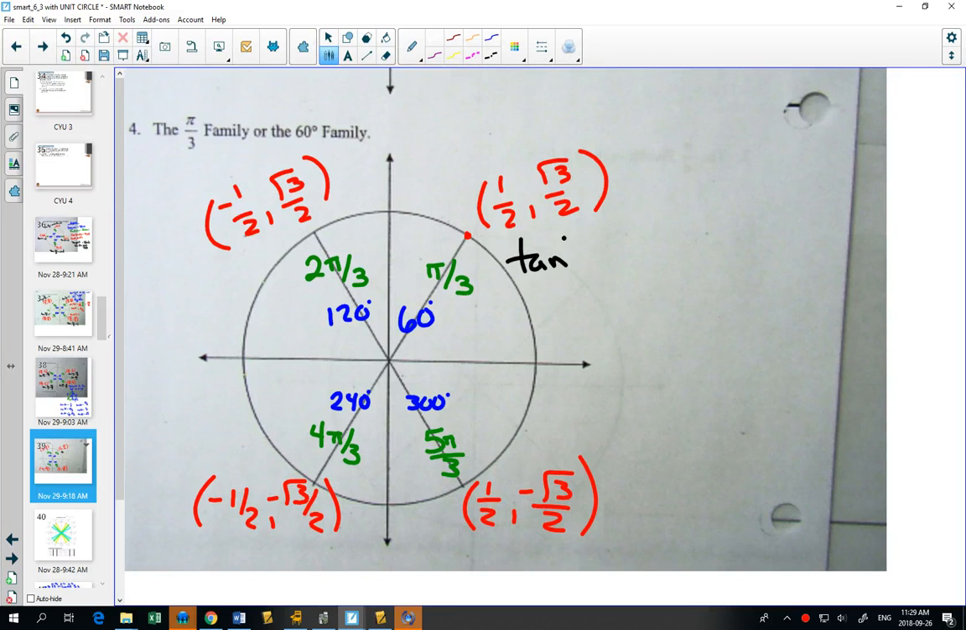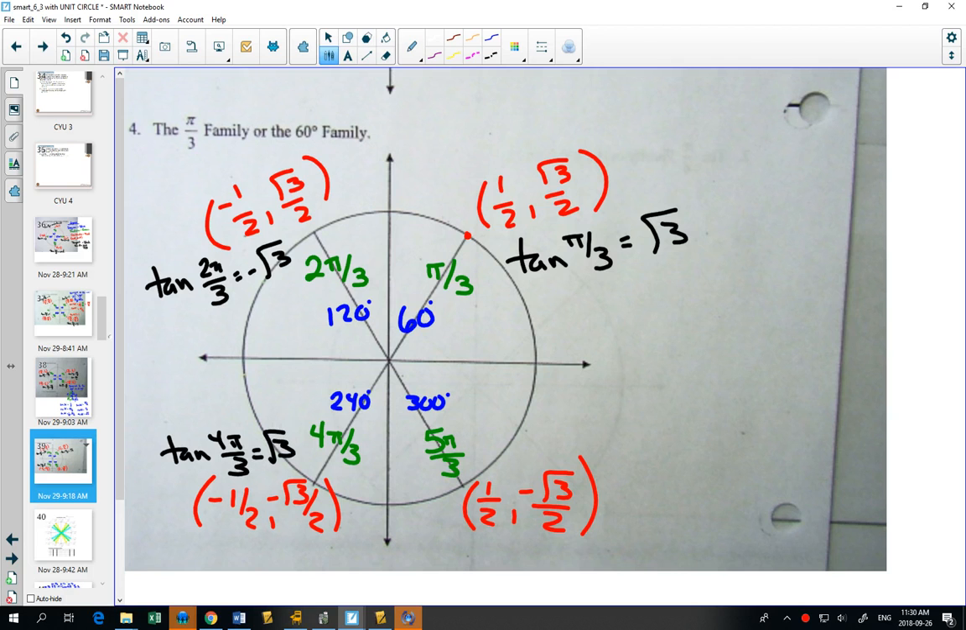And tan of pi over 3 is equal to root 3. Tan of 2 pi over 3 is negative root 3. Tan of 4 pi over 3, positive root 3, and tan of 5 pi over 3, negative root 3.